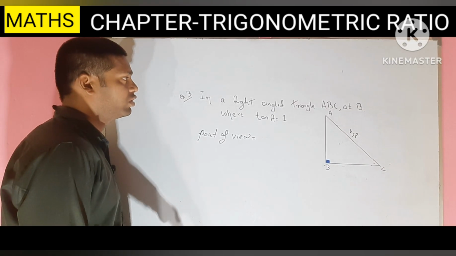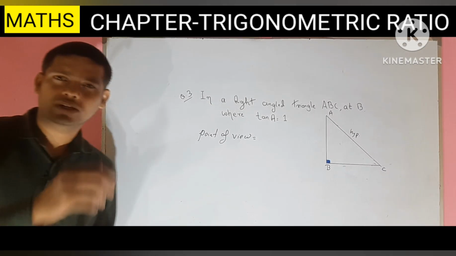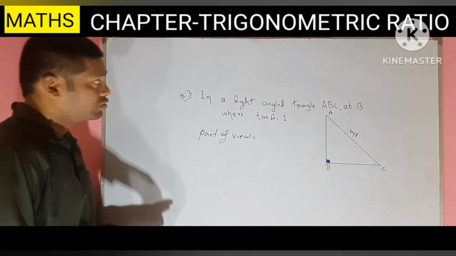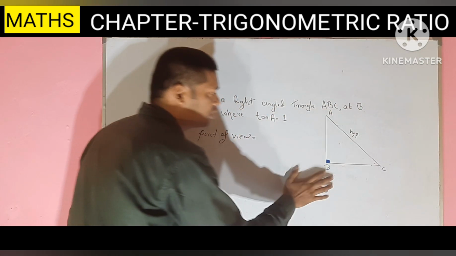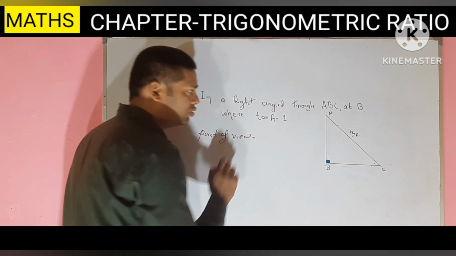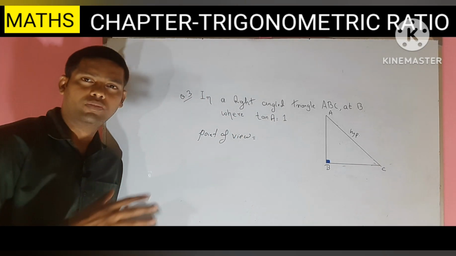This is question number 3. I'm just trying to make you clear how the question can change, and how you will get confused with the question. In the right angle triangle at B, we draw the diagram. I'm not changing this one. Where tan A is equal to 1, I have to find out the point of view.